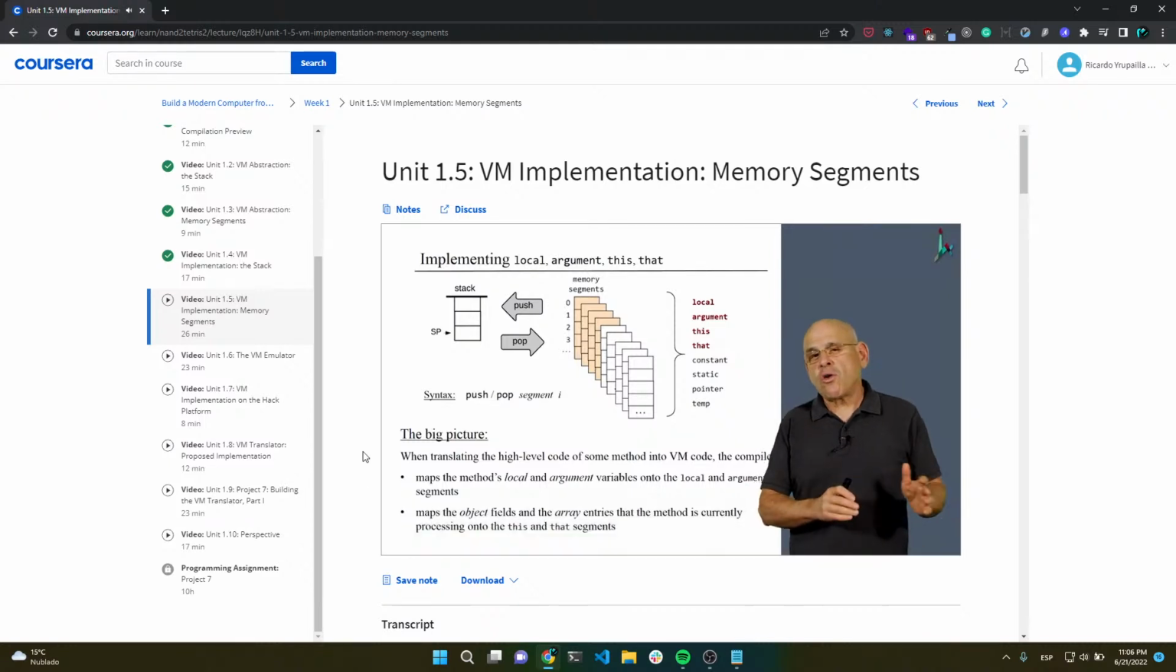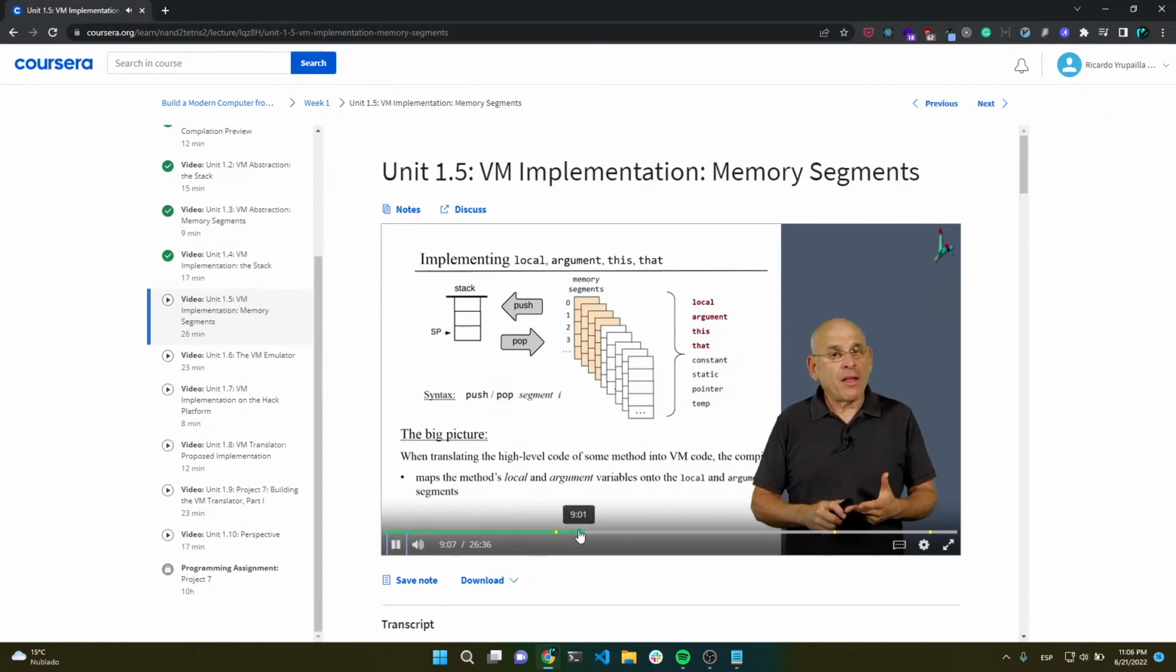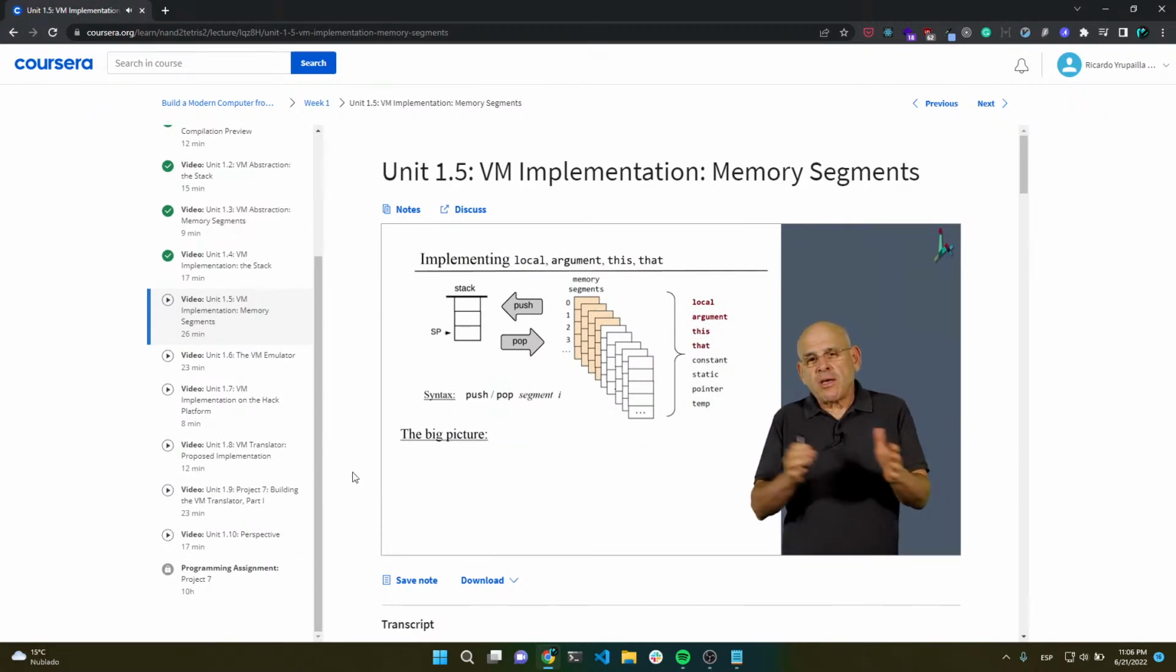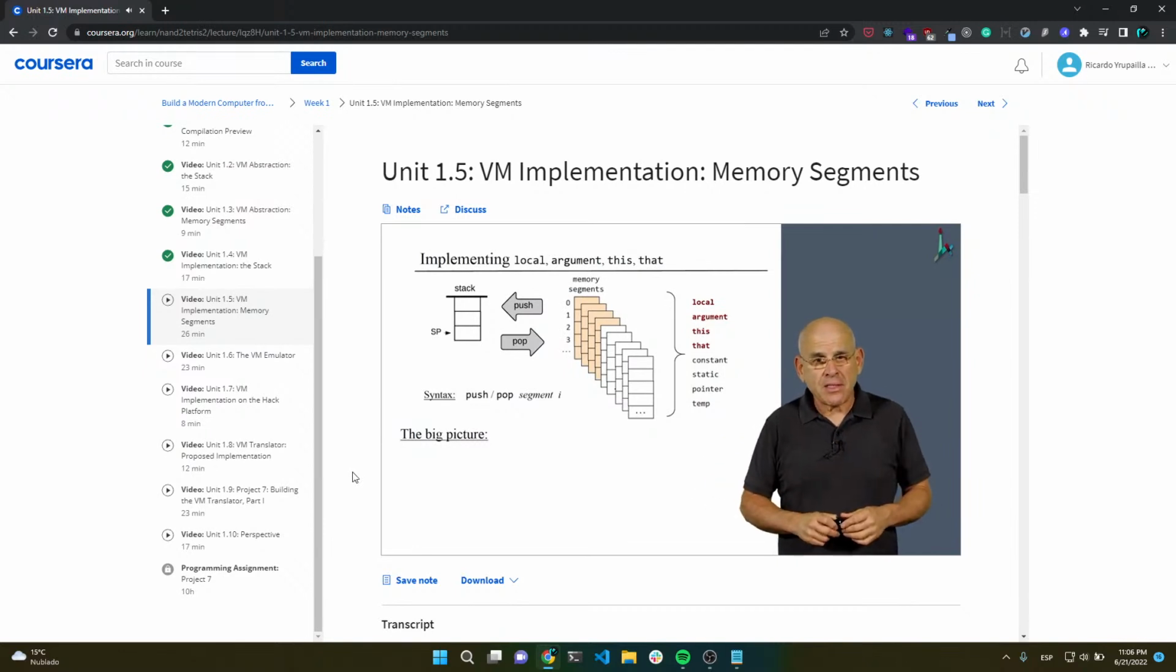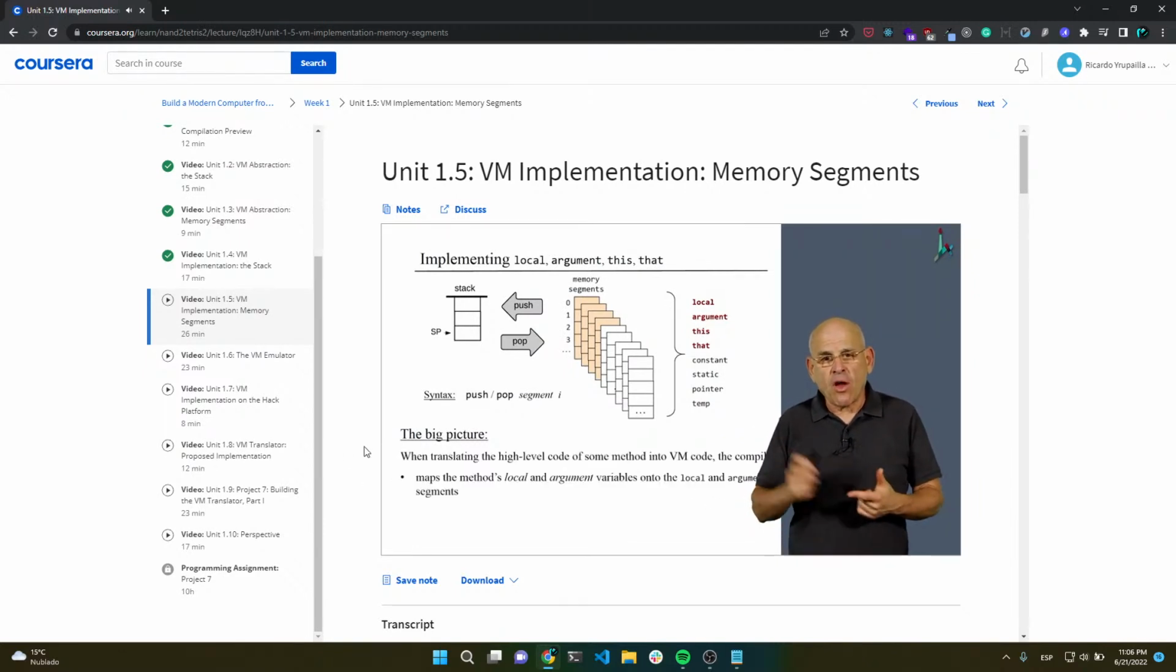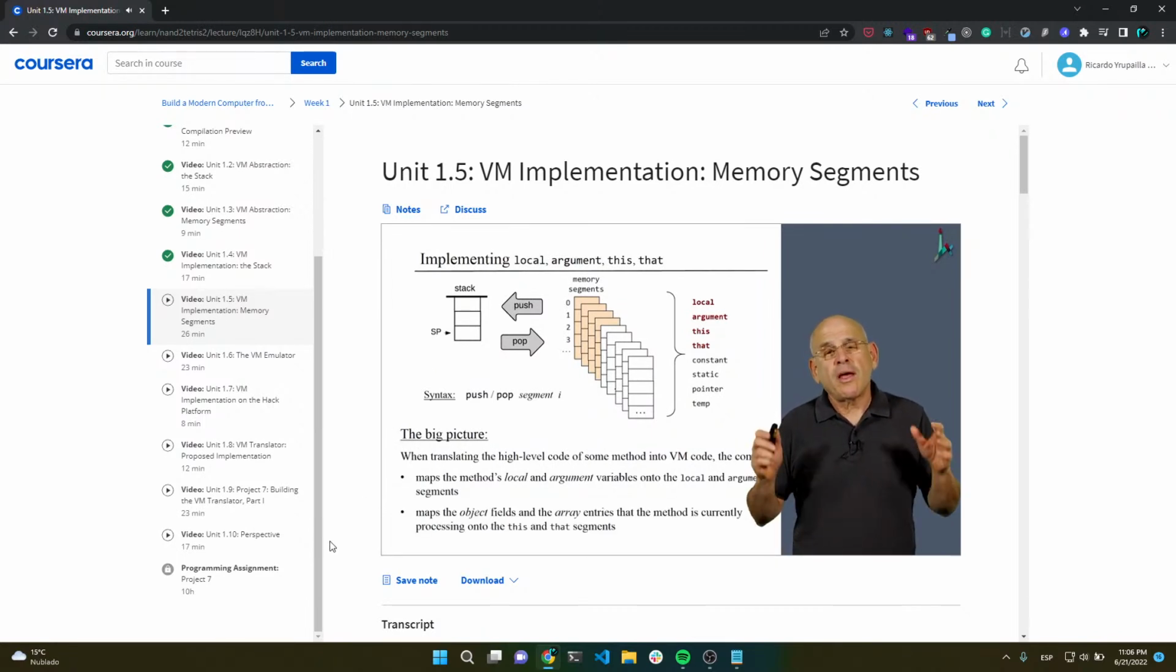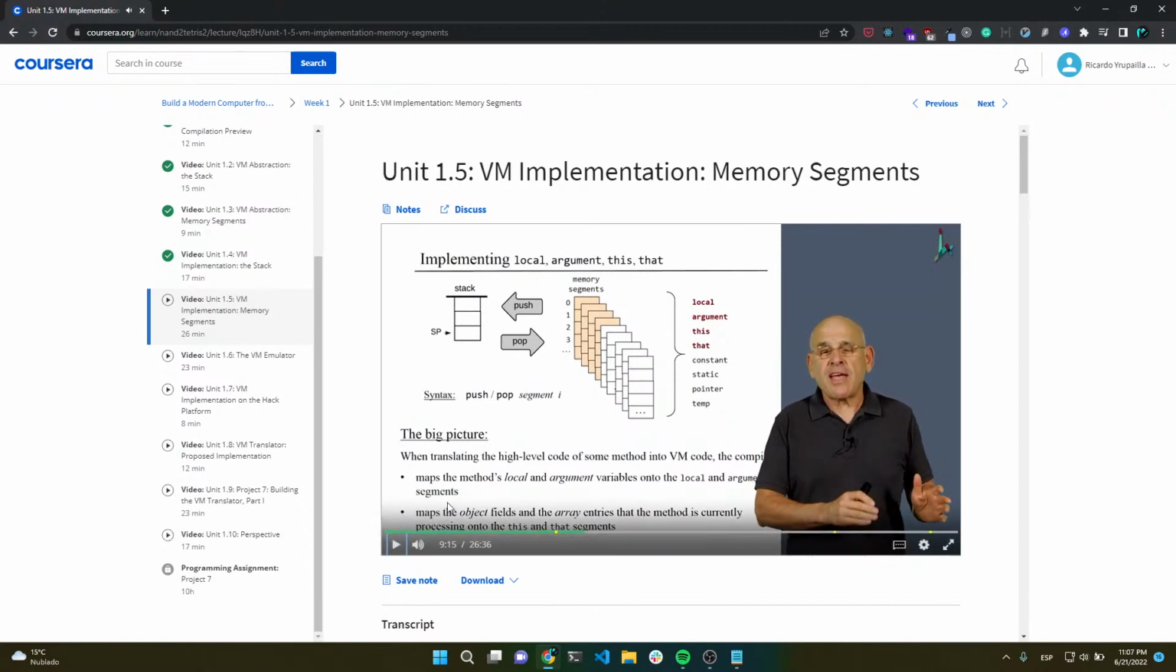This segment stores an argument. When we translate this logic into the world of the virtual machine, we have to preserve all this semantics. Well, we do this with the local and argument memory segments, as well as with two other segments that we call this and that.